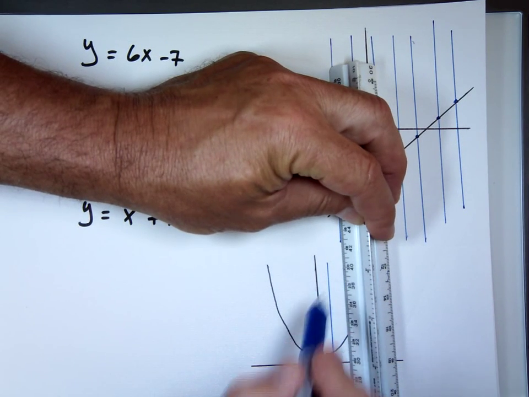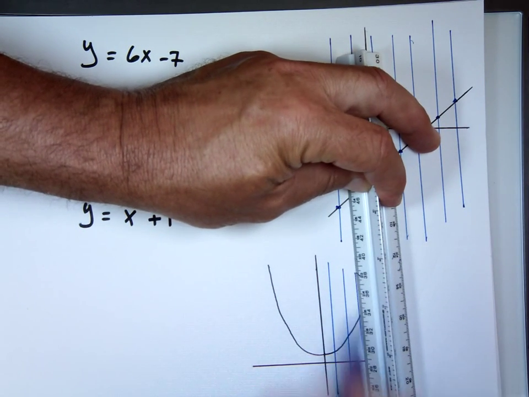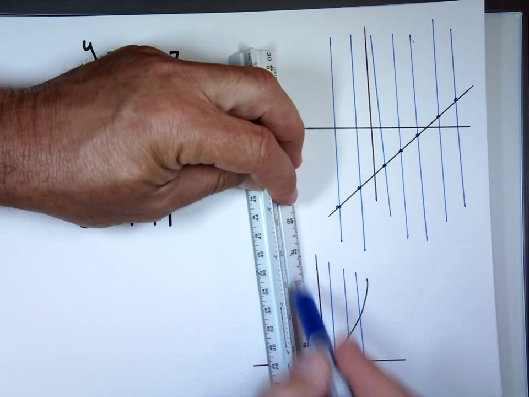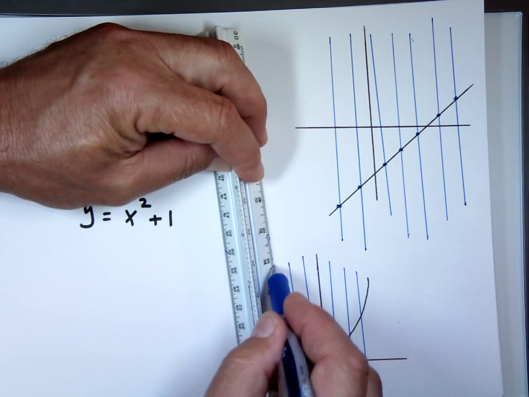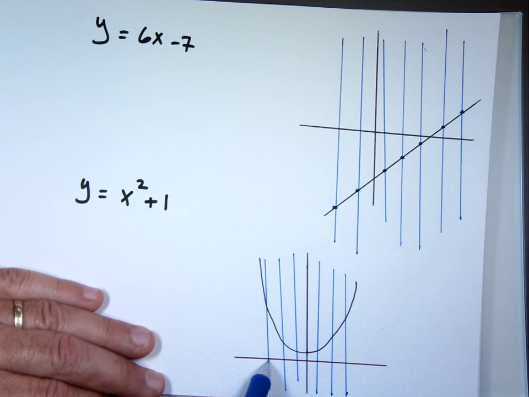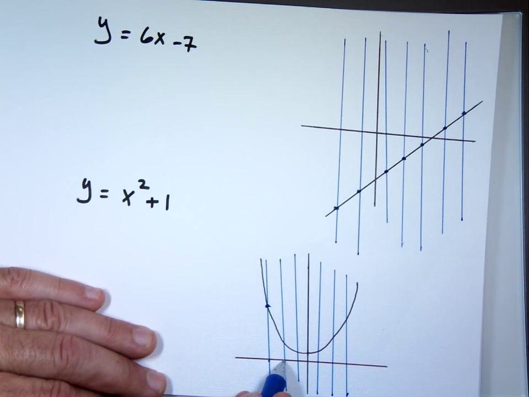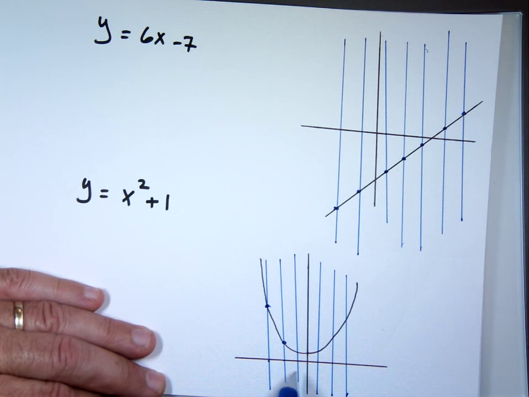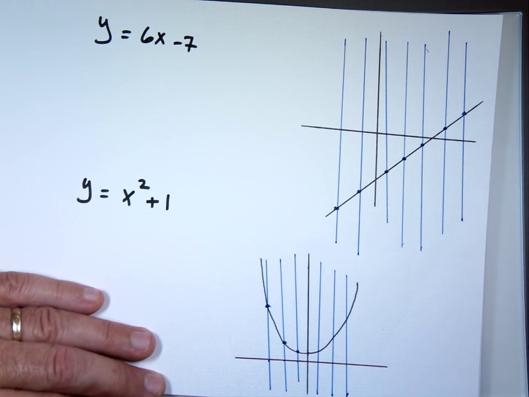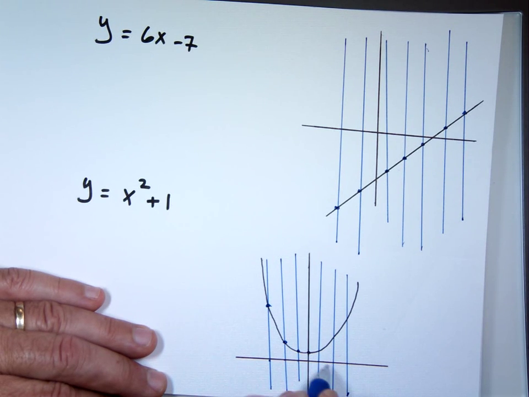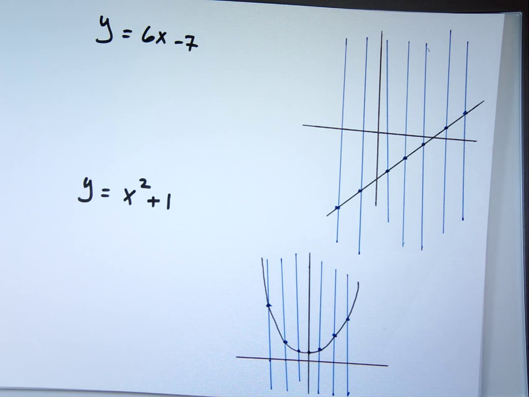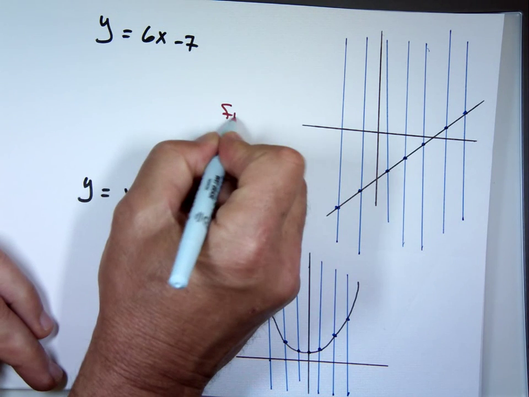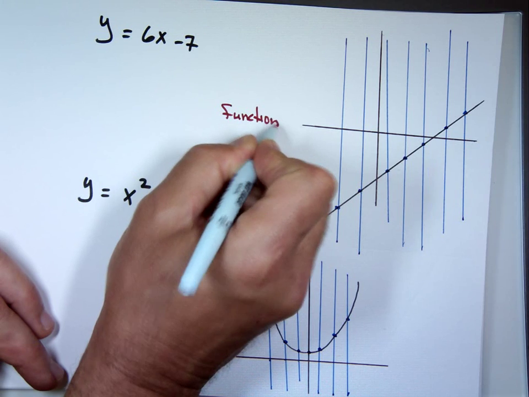Nope, one point, one point. So what does that vertical line say? This x value has only one y value, that's this one. This x value has only one y value, that's this one. This x value has only one y value. Both of these are functions. So this is a function, and also this one is a function.